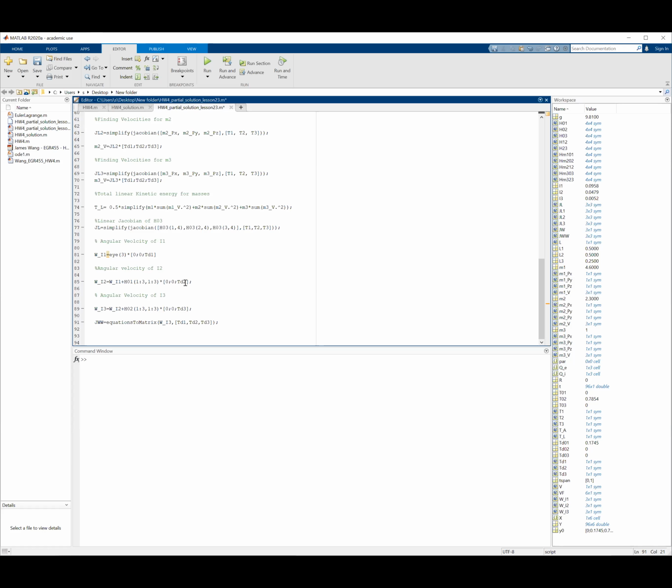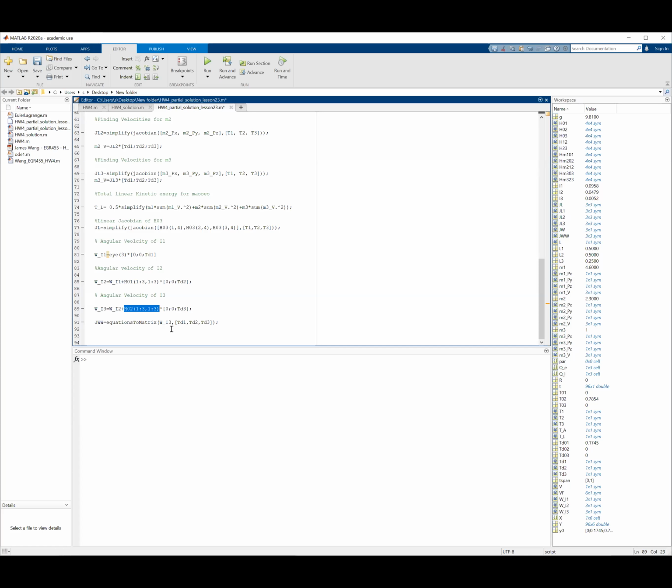And this is very important. Please check. TD2, which is theta 2 dot, is multiplying H01. R00 is multiplying with theta 1 dot. R01 is multiplying with theta 2 dot. R02 is multiplying theta 3 dot.